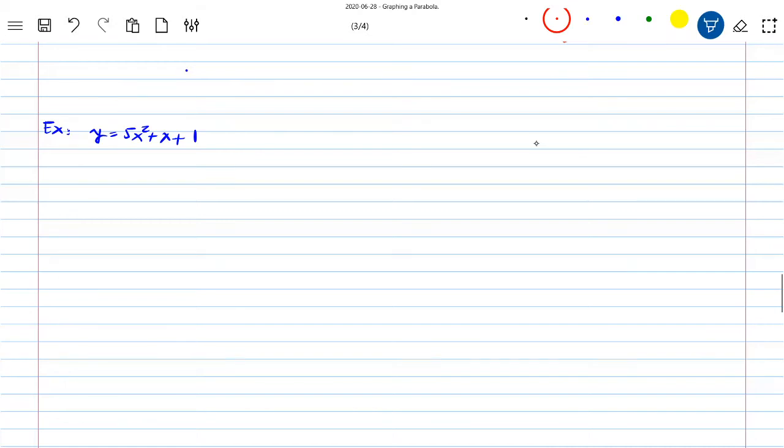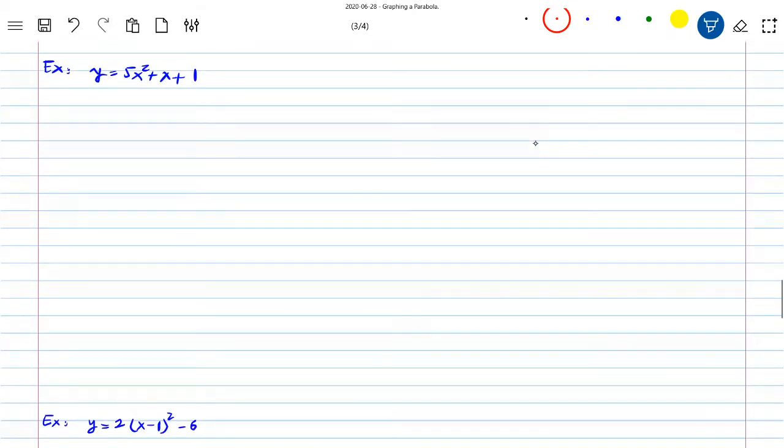Okay, let's try this example as well. Okay, so we're looking for the y-intercept, always easy. You let x equal to 0, replace 0 into the equation. You'll get 0 for x, y becomes 1, this constant. Okay, x-intercept. Again, you do not know the x coordinate, you know the y coordinate is 0. So I set the equation equal to 0. 5x squared plus x plus 1, y is 0, so 0 equals 5x squared plus x plus 1.